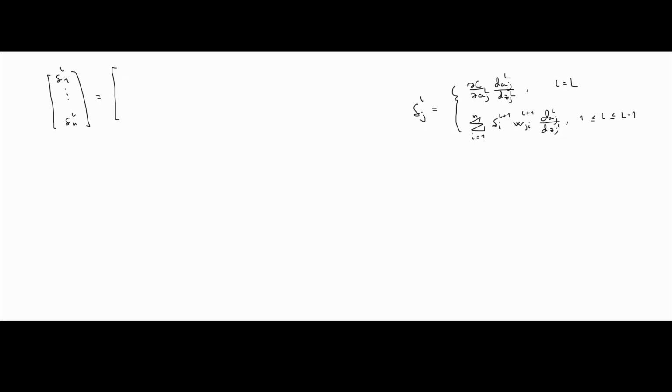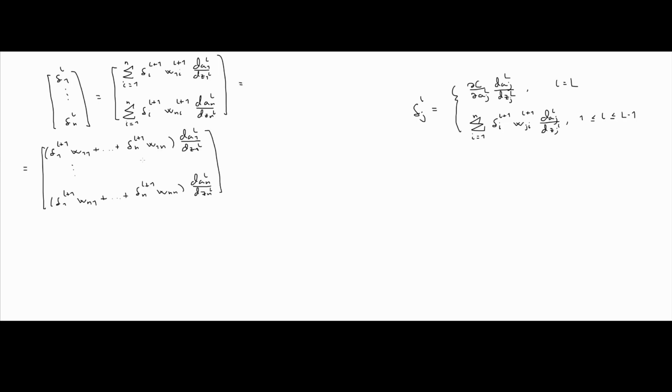The first delta term becomes this sum. Notice that we've substituted 1 for j in this formula here. And the delta term at the nth neuron becomes this sum right here. Now expanding out this sum, we see that only the first two terms are defined in terms of the summation variable I. So we can write this vector as this vector.